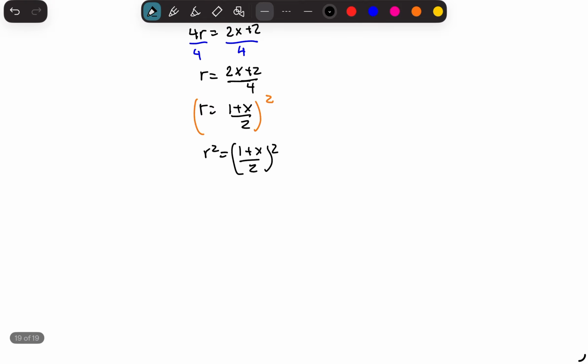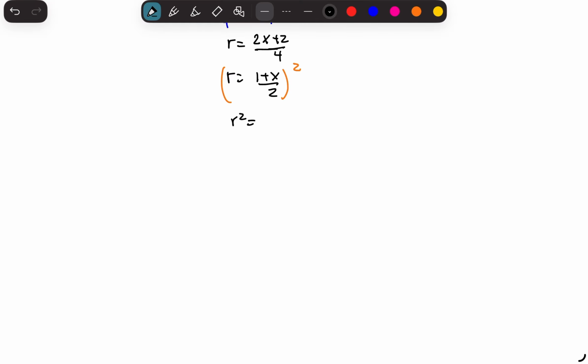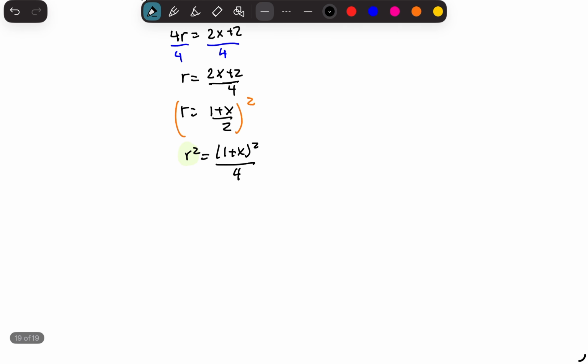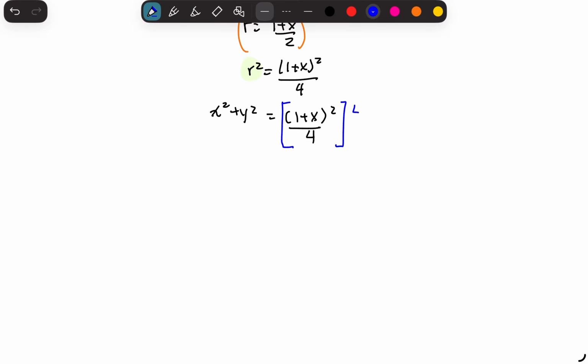Actually, let's just do 1 plus x squared over 4. Now, we know that r squared is going to be equal to this relationship here, so we can substitute that in, actually. And you're going to have x squared plus y squared is equal to 1 plus x squared over 4. Now, what you want to do next is you want to multiply through by 4. So we're just going to multiply both sides by 4.